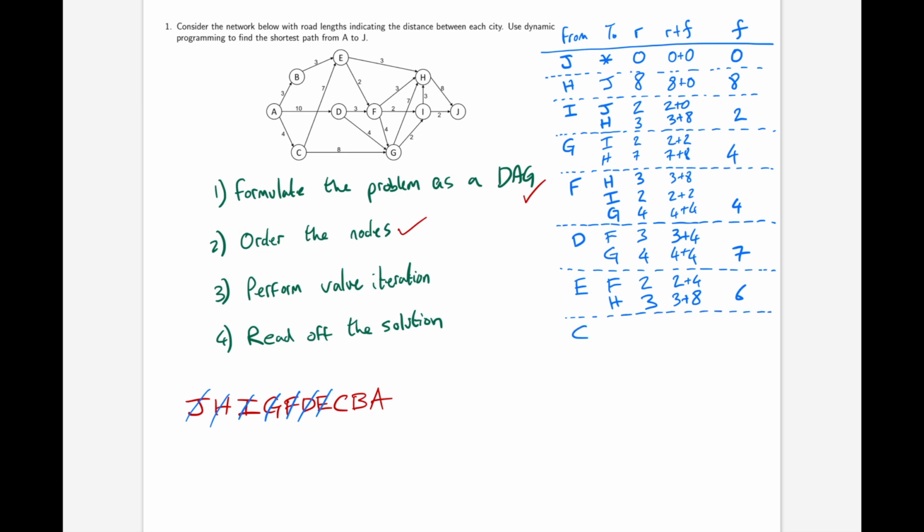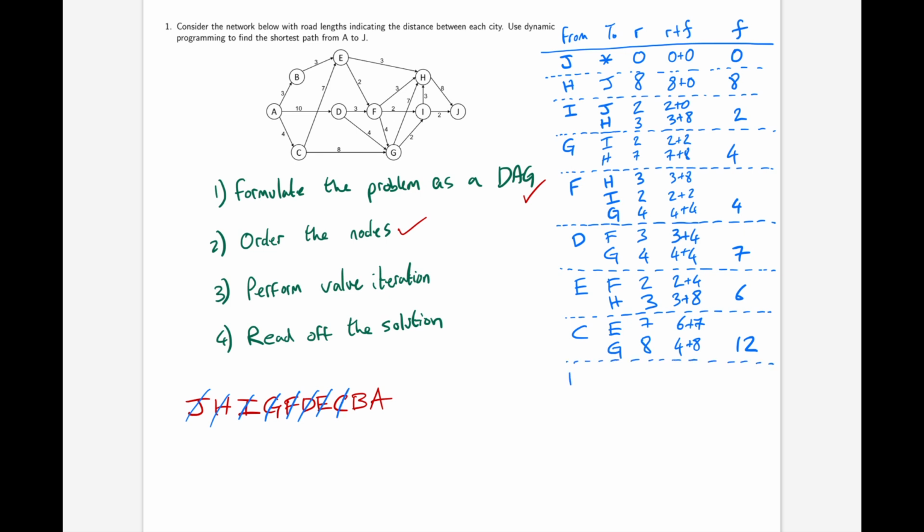Now let's consider C. There are 2 paths we can take from C, either via E or via G. The reward for taking each of these paths are 7 and 8 respectively. The shortest path from E to J is 6, that's the value of E. So if we were to take the path CE, then that path would have length 13. The shortest path from G to J is 4. So if we were to take the path CG, that would result in a path of length 12. 12 is less than 13, and so C has a value of 12.